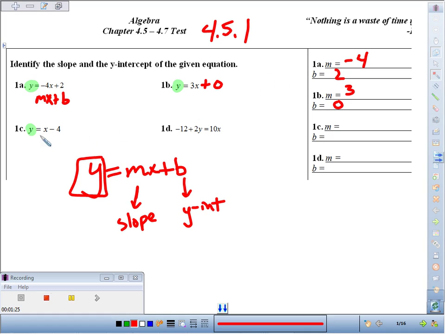In 1c, we have to remember that if we have an x, there is a number in the front of the x, we just don't see it. It's a 1. So our slope is 1, and the number by itself is -4.